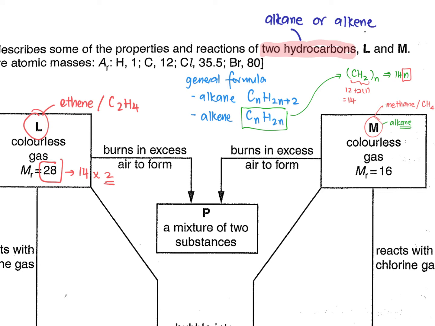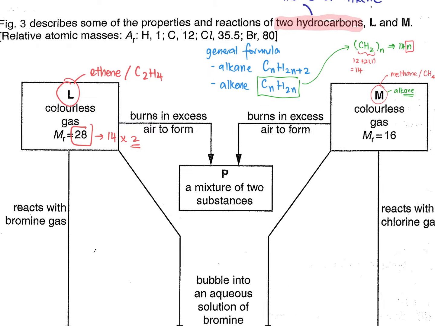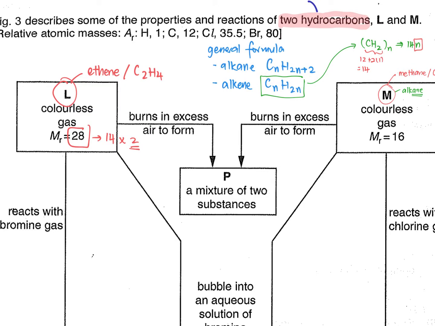For some of you who did not manage to answer this part, a lot of you wrote down alkane or alkene as the answer. My question requires you to suggest the identity. So I need you to tell me the exact formula or the exact name of the substance rather than telling me which homologous series it belongs to. That's something you need to take note. Unless the question says, name the homologous series the hydrocarbon belongs to, then your answer is alkane or alkene. But if that's not the case, then you have to make sure you name exactly what you have been asked for. This is how you deduce the identity for L and M.